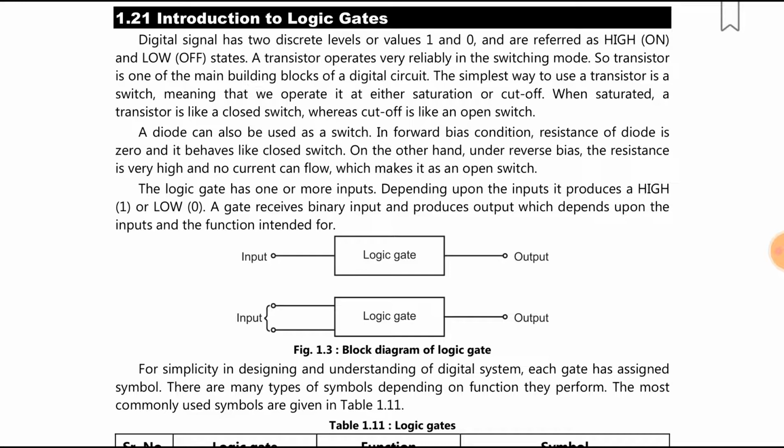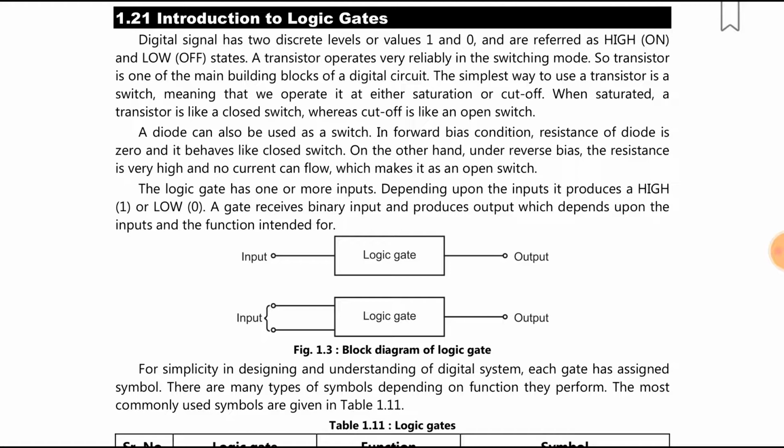Now what is a logic gate? A logic gate has one or more inputs. Depending upon the inputs, it produces the high or low, 1 and 0. A gate receives binary input and produces output which depends upon the inputs and the function intended. So logic gate's input and output is given. Sometimes there is one input, sometimes there are two inputs, and output is one in both cases. So this is the block diagram of logic gate.